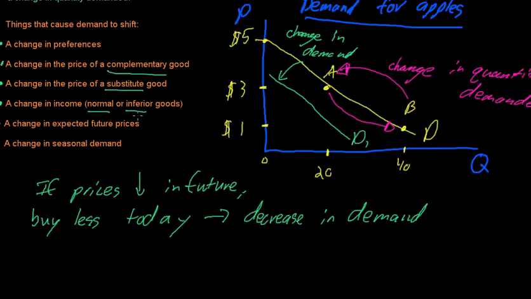And then also a change in seasonal demand. Let's say we're talking about the demand for firewood, or even better, the demand for natural gas, which is what's used to heat homes. Obviously the demand for natural gas goes up in the winter because it's colder, and goes down in the summer because it's hotter. That's all there is to a change in seasonal demand.